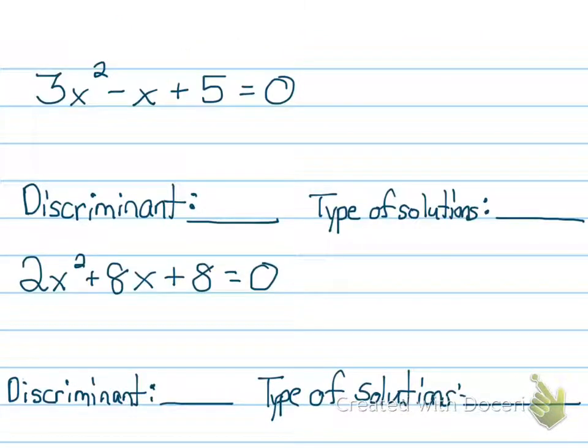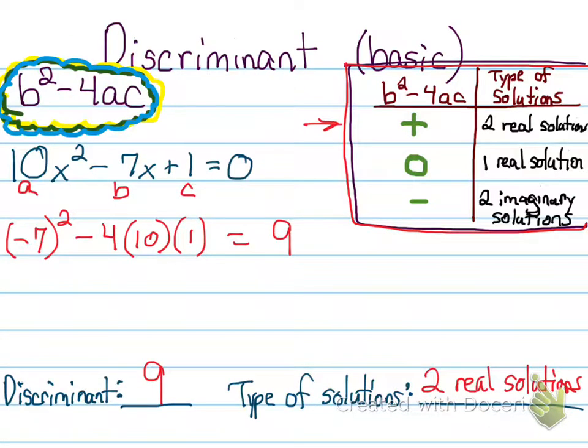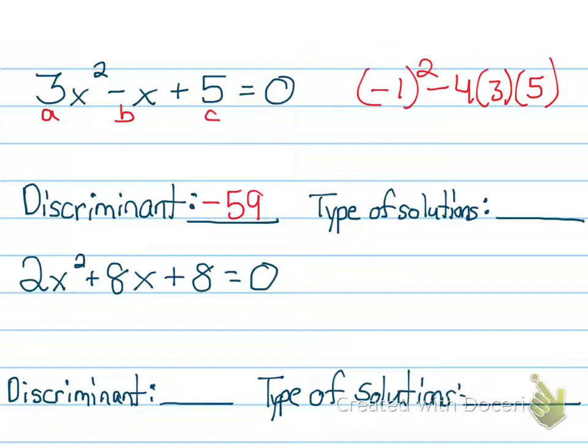All right, my a is 3, my b is -1, and my c is 5. I'll plug it into the formula: -1 in parentheses squared minus 4 times 3 times 5. When I type that in the calculator, it equals -59. So therefore, my discriminant is -59. And going back to my chart, since my solution was a negative number, that means I will have two imaginary solutions. And that's it.